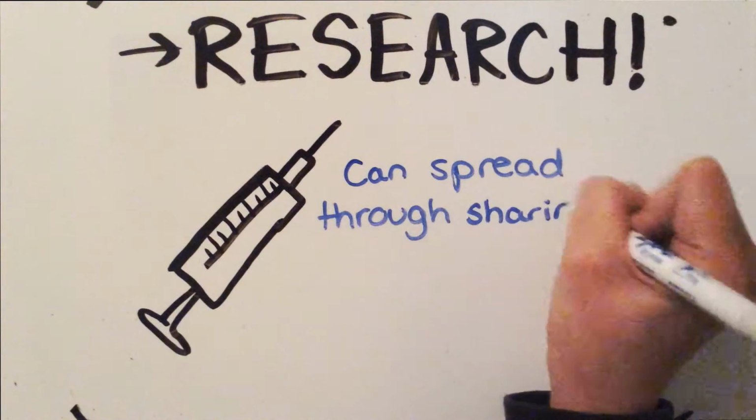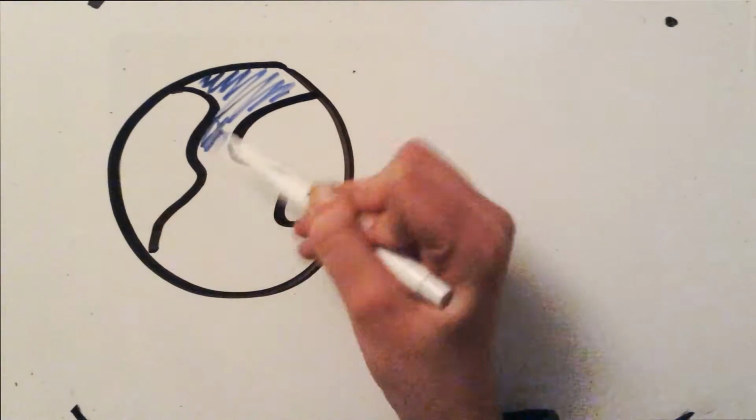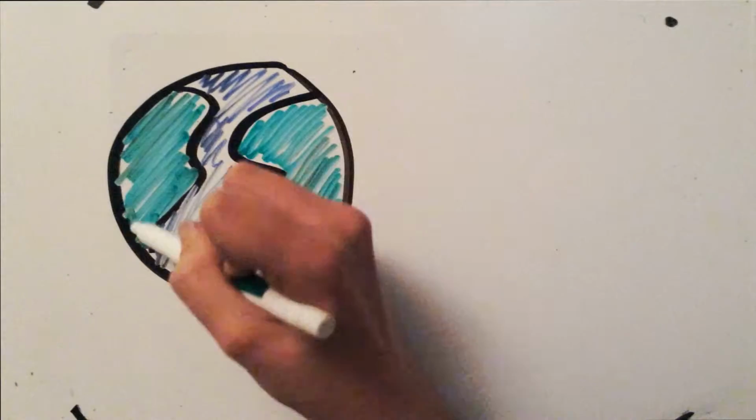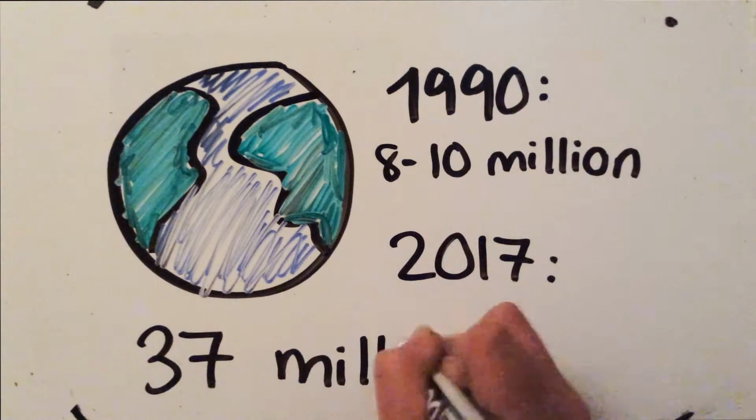And in 1990, 8 to 10 million people were thought to be living with HIV globally. In 2017, there were about 37 million people living with HIV and AIDS.